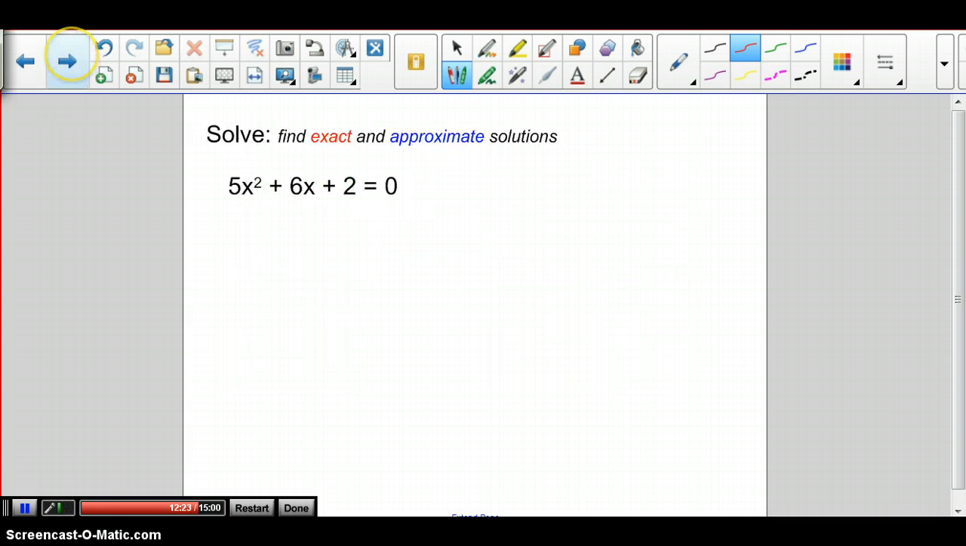Moving on. The question asked to find exact and approximate solutions. So I'm going to ask you to put me on hold, solve this one using the quadratic formula, and then you can unpause me and we can compare our answers. Okay, good luck.